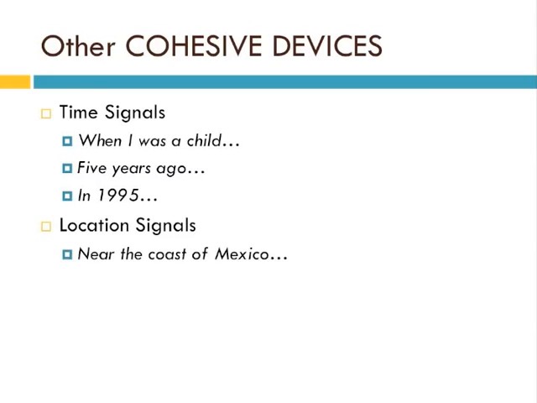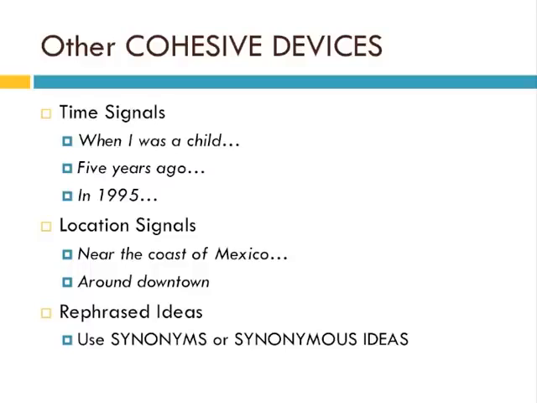Location signals. Near the coast of Mexico. Around downtown. Also rephrased ideas, not repeated necessarily, but rephrased ideas. And that involves using synonyms or synonymous ideas. So think about, for example, when I said in my Mackinac response, I really love seeing what life was like in the past, I connected it to the idea that Mackinac was a historic place. So the idea here is that in the past and historic are words that reinforce each other. They're not exactly the same, but they're synonymous. So in this case, that helped reinforce the connection between my ideas.